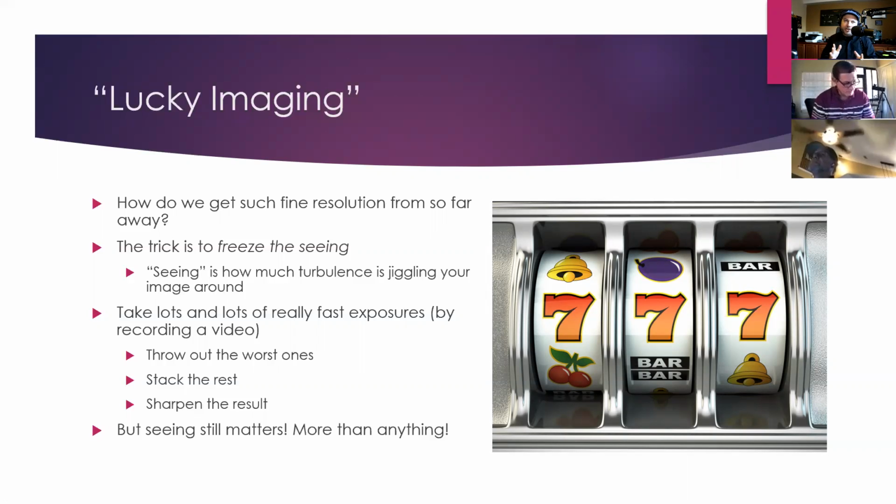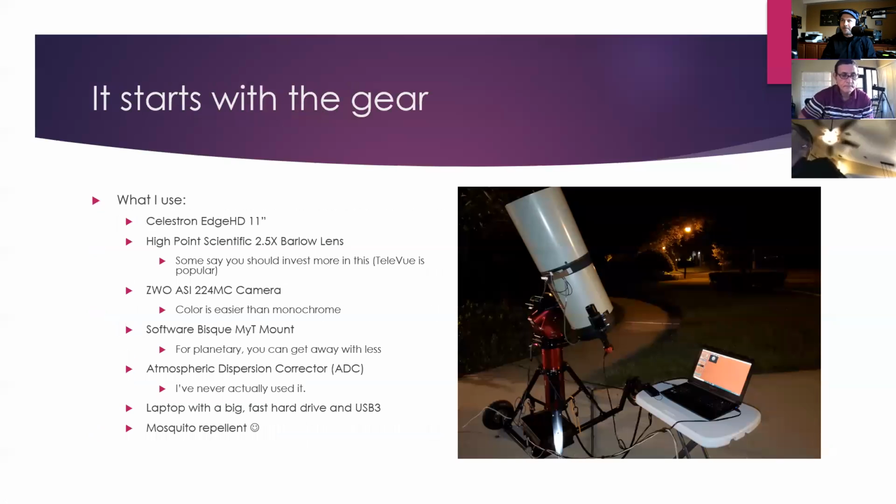But lucky imaging is not magic. Seeing still matters. If you're going to go out on a night with poor seeing, you're not going to get a good picture. There's just no getting around it. It doesn't matter how fast your exposures are. You've got to have good seeing to get a really good picture. So that's another way of thinking about lucky imaging. It's not just getting those lucky sub-exposures. You also have to get lucky in just being out there on the right night. And that's kind of the lottery piece of this whole hobby.